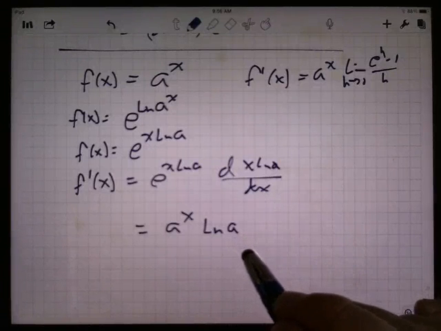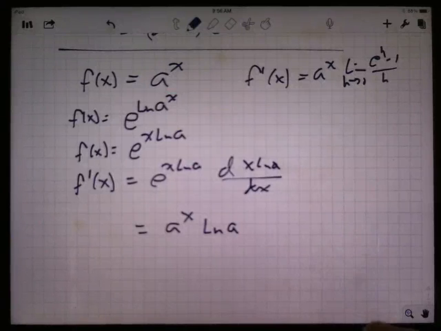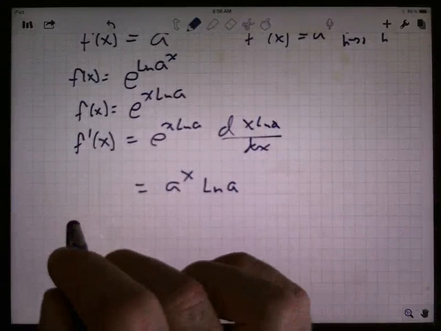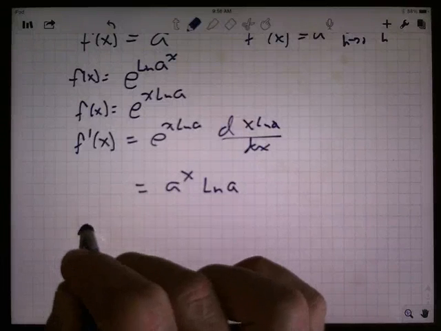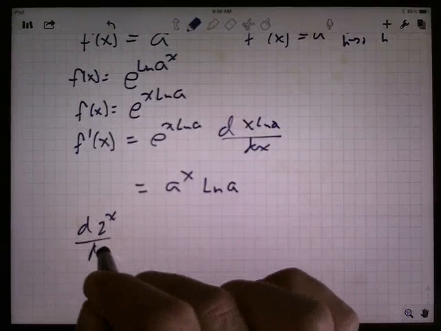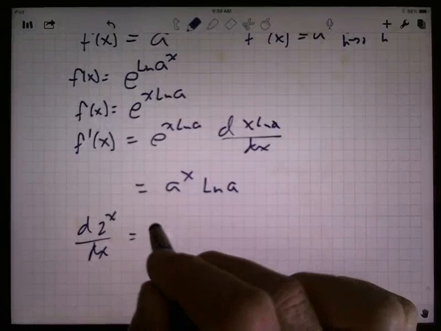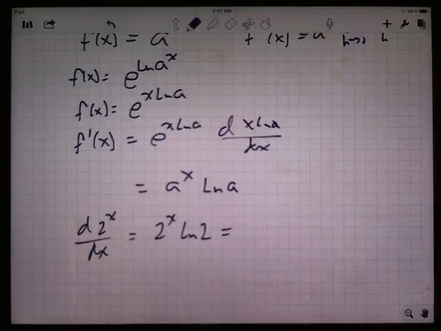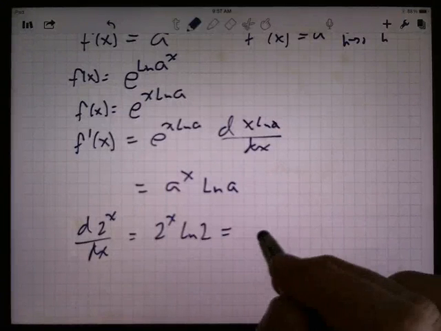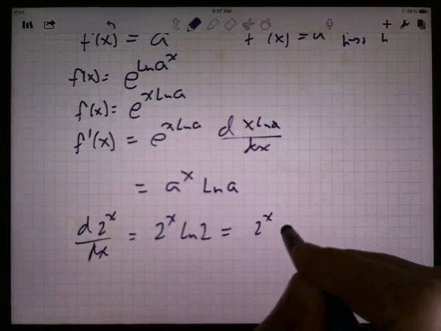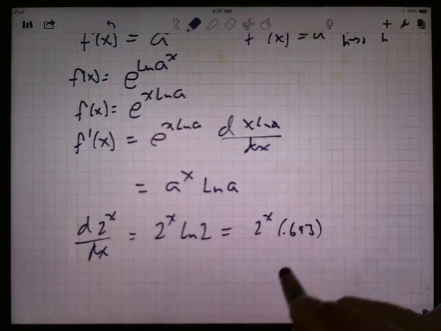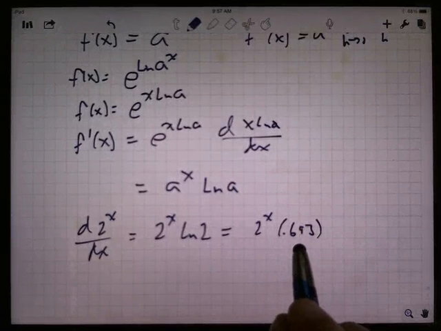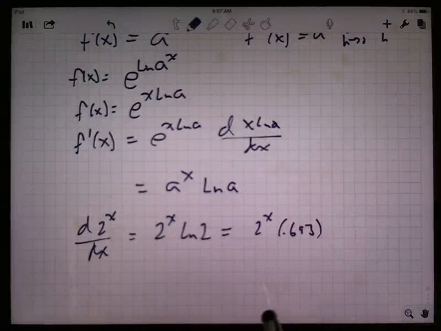So notice, we did the derivative of 2 to the x should be 2 to the x times the natural log of 2. Well, the natural log of 2 is, let me grab my calculator real quick here, natural log of 2 is 0.693. So this is 2 to the x times 0.693. Isn't that what we had when we did it back in section 3.1? Something like that.